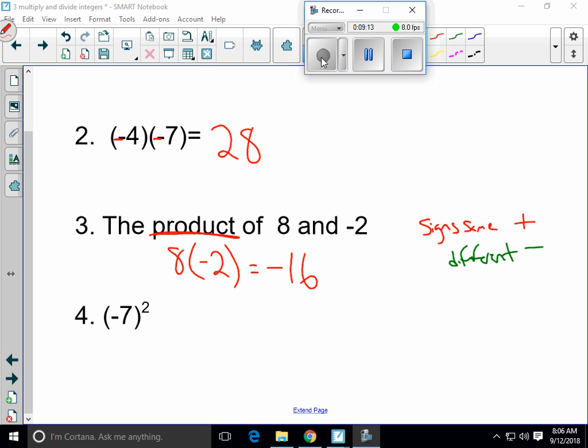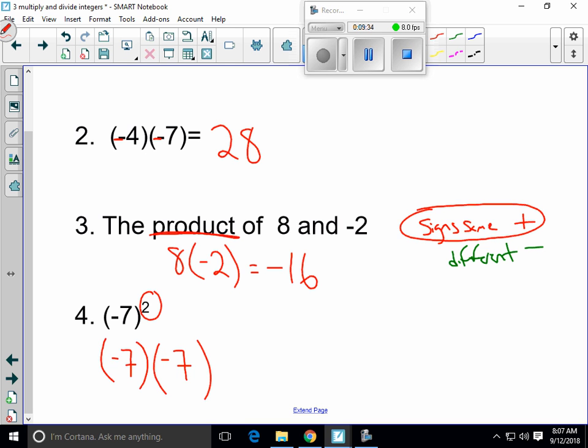Number 4 is actually a multiplication problem. When you have an exponent, it means whatever number I have in parentheses, the exponent will tell me how many of them I have to multiply. So I have to multiply it twice. So negative 7 times negative 7. Signs are the same. That answer is going to be positive.